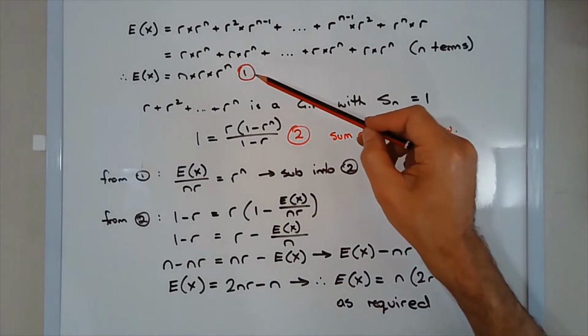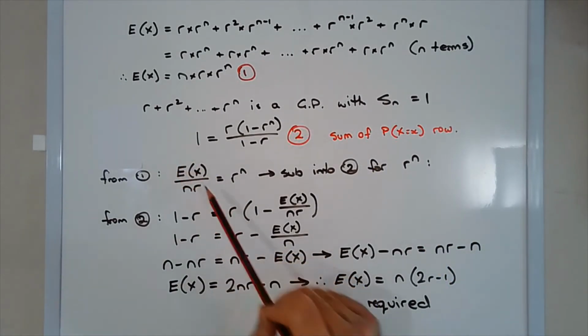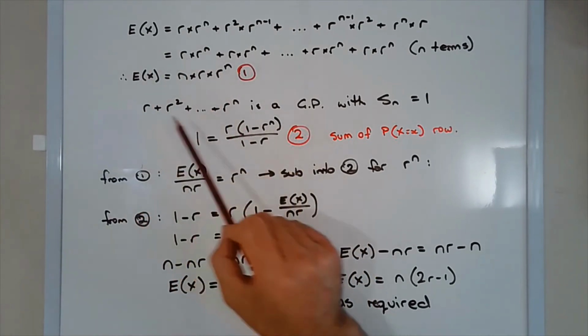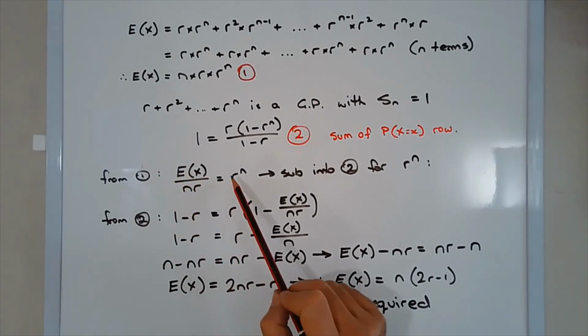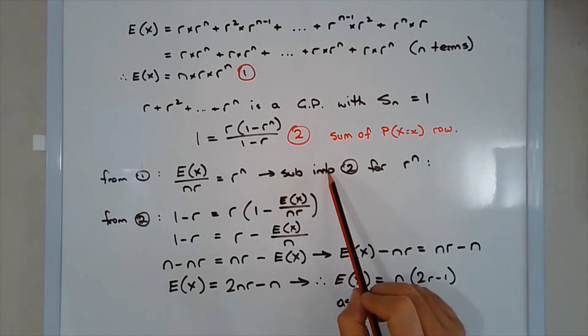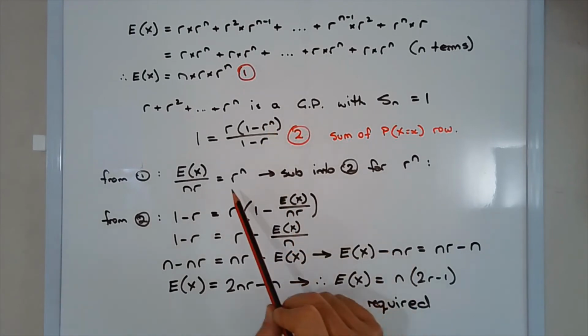So what we're going to do is then equate equations 1 and 2 together and make E(X), or expected value of x, the subject of the formula. So from equation number 1, I've rearranged this equation slightly. So E(X), or expected value of x, over nr is equal to r to the power of n. Because I want to eliminate this r to the power of n term. Because in the end, the answer is in terms of 2r or 2r minus 1. There's no r to the power of n. And we're going to sub this into equation number 2 for r to the power of n. So we're going to replace this term here, r to the power of n, with E(X) over nr.